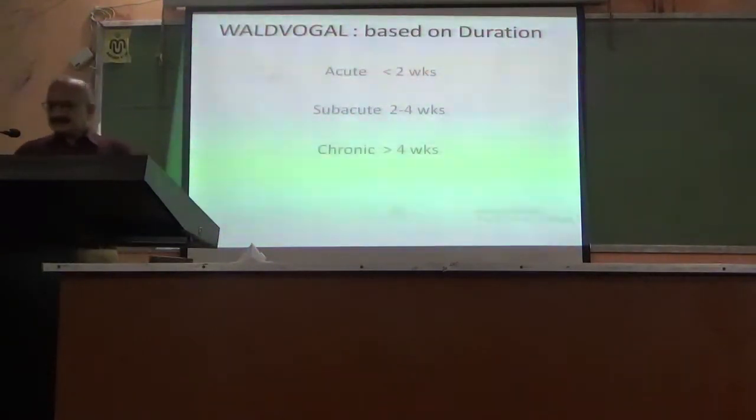So it was Waldvogel who gave this type of classification, and the classification was based on duration. That is, you call it acute when it's less than 2 weeks, you call it subacute when the duration is 2 to 4 weeks, and you call it chronic when the period has passed well beyond 4 weeks.